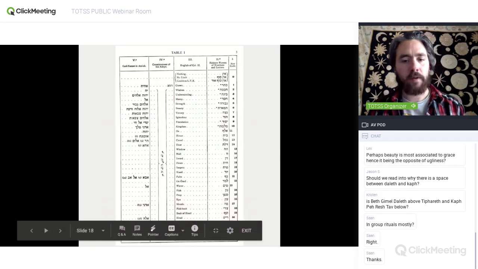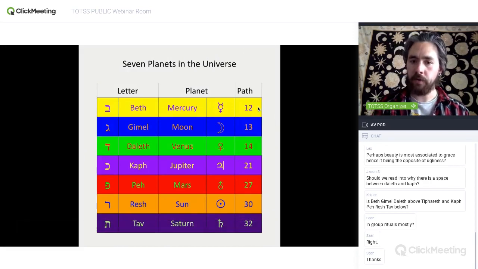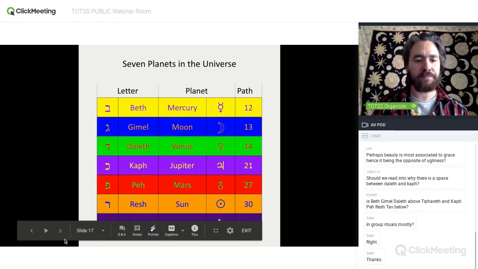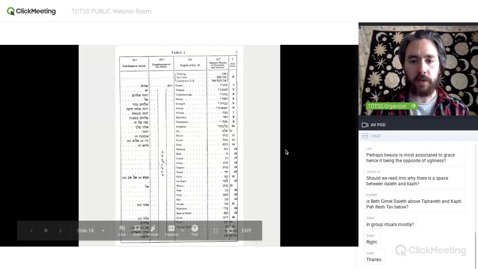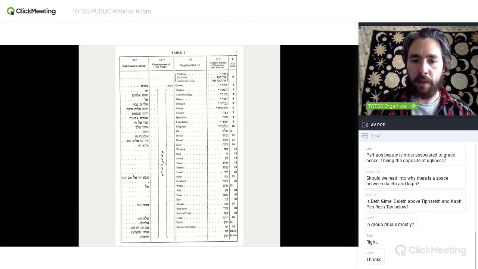Okay, right. So here's from 777. If we go back here, the path numbers are 12, 13, 14, 21, 27, 30, and 32. And if we're looking at 777 and we want to know the planetary correspondences, those are the paths we'll look at. So if we want to know correspondences for Mercury, we'll look at the 12th path, the path of Beth. If we want to know correspondences for the moon, look at the 13th path, the path of Gimel.